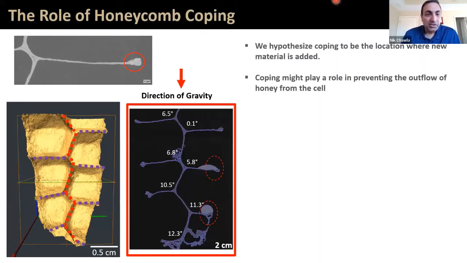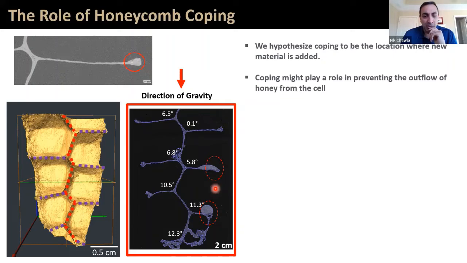So here I show you, for example, the cell wall. Think of a cross section of a cell wall, and there is this bulb-shaped wax gob, for lack of a better term, which we call the coping. And it appears that the bees are compacting the wax over time and pushing this coping out to the edge of the comb. And there's always been this question about what is the role of the coping for the bees.